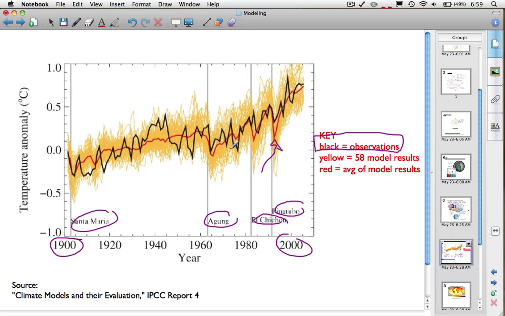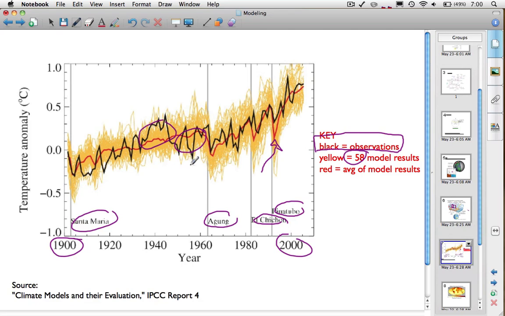So black is, again, observations, and these massive yellow lines are the results of, like it says over here, 58 different models, different climatological GCM models. The red line is sort of their average of all of the 58 different results. And you can see that it does pretty well in lining up with the actual black observations. There's some issues here probably, and it's not so hot in there, but from 1960 on, it's pretty darn accurate. So that's how you check the accuracy of your model, is you use actual climatological data from the past and see how well it lines up.